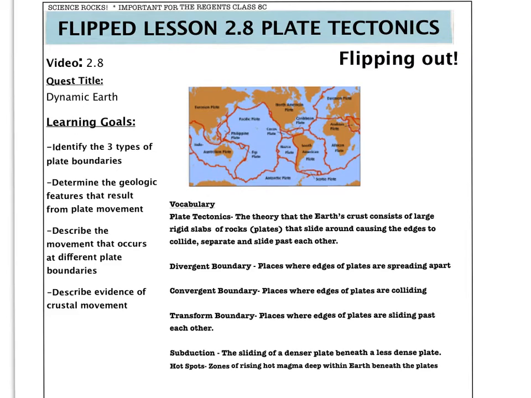Remember to write down your learning goals, which are: identify the 3 types of plate boundaries, determine the geologic features that result from plate movement, describe the movement that occurs at different plate boundaries, and describe evidence of crustal movement. Your vocabulary words are plate tectonics, divergent boundary, convergent boundary, transform boundary, subduction, and hotspots.